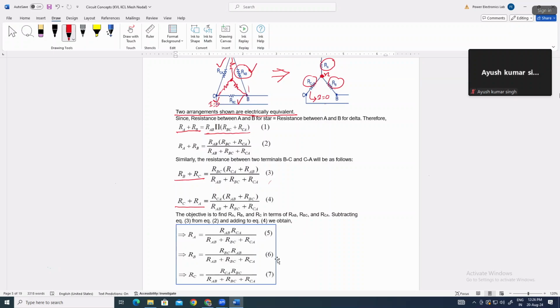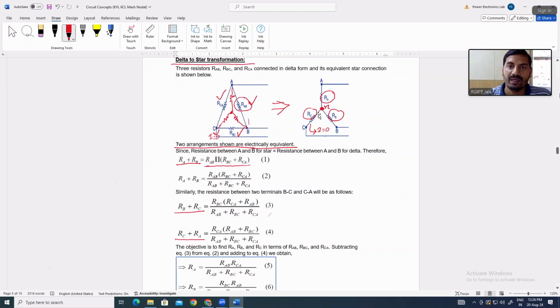Yes, sir. ओके, देन we have 3 equations, equation 2, 3 and 4, and we have to find out the values of 3 variables। हमको क्या फाइंड आउट करना था? हमको ये फाइंड आउट करना था RA का वैल्यू, RB का वैल्यू और RC का वैल्यू, क्योंकि हम डेल्टा से स्टार में कन्वर्ट कर रहे हैं। सो इफ वी आर कन्वर्टिंग फ्रॉम डेल्टा टू स्टार, so we have to find out the values of resistance connected in star। so RA, RB and RC we have to find out in terms of delta connected resistances, means RAB, RBC and RCA। RA, RB और RC का वैल्यू RAB, RBC एंड RCA के टर्म्स में मिलेगा, राइट?